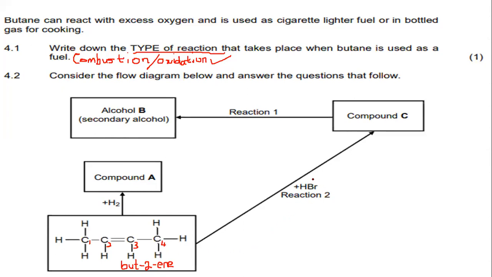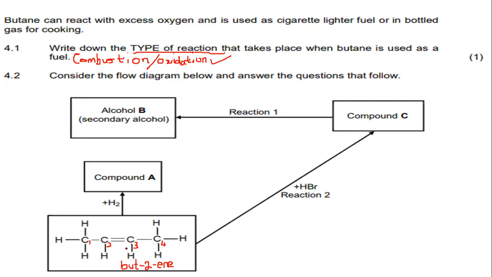Then they show us that butene is actually reacting with hydrogen bromide. It is reacting with HBr. Now, what am I expecting there? Firstly, my dear learners, for your syllabus, I have told you that your alkenes will undergo addition reactions.